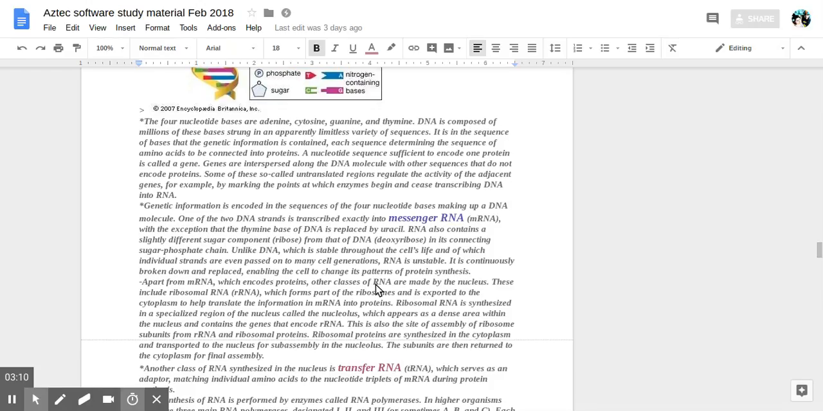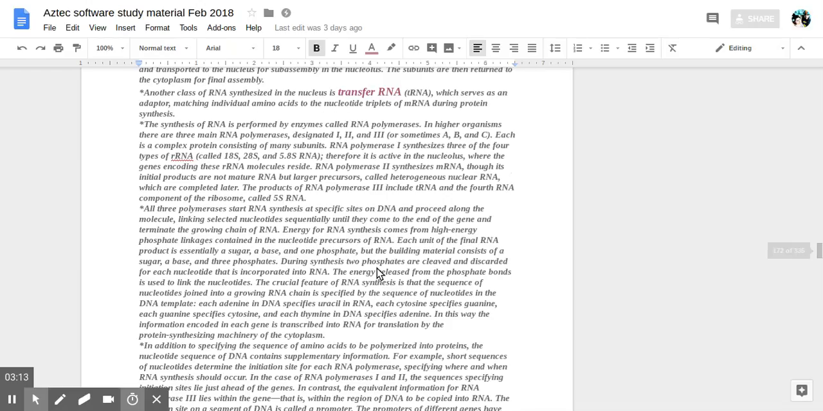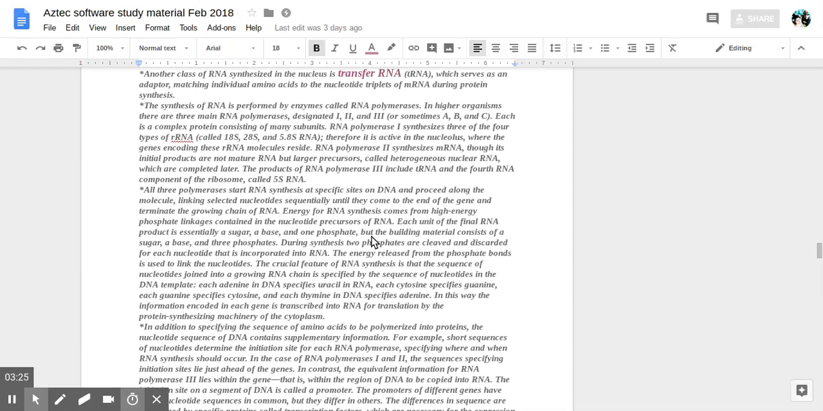Another class of RNA that we have is called tRNA, transfer RNA. This is also synthesized in the nucleus, which serves as an adapter matching individual amino acids to the nucleotide triplets of mRNA during protein synthesis.